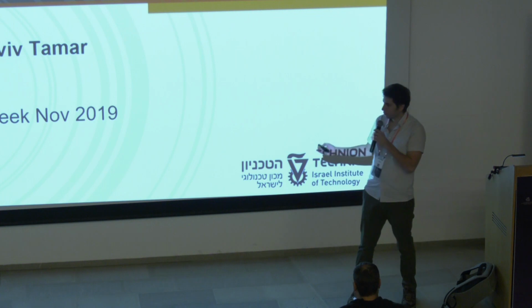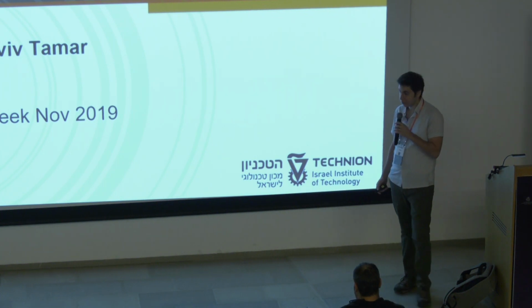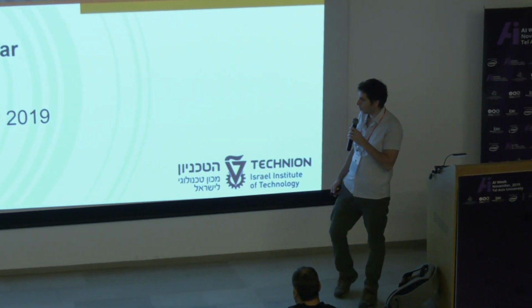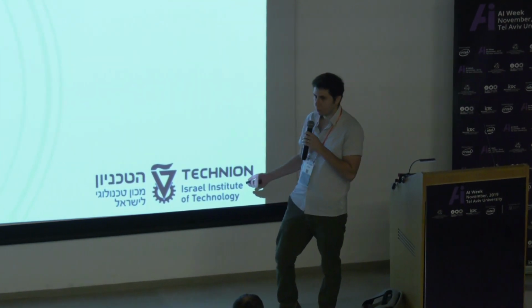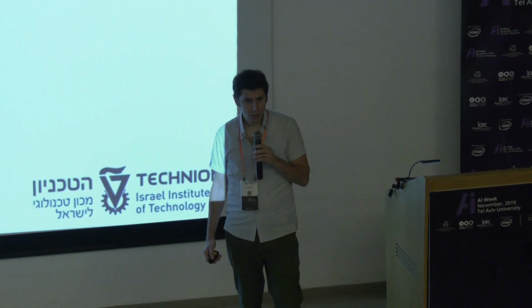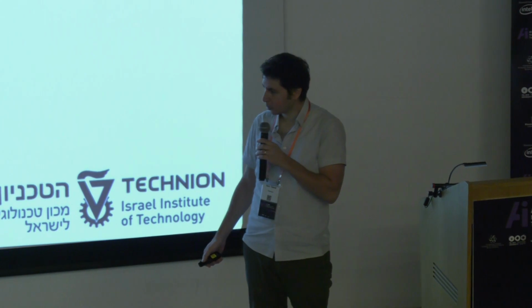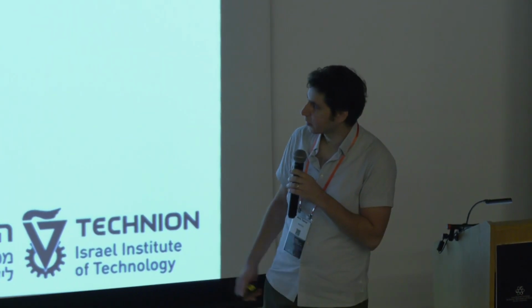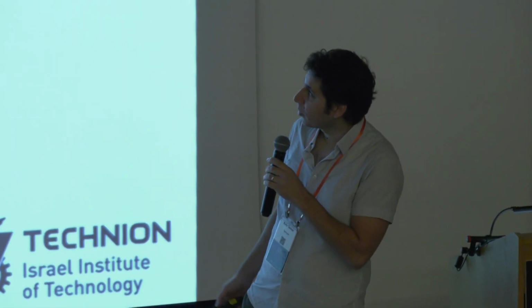So I'm Aviv Tamar. I recently joined Technion after a post at Berkeley, and I have the robot learning lab at Technion. And today I'll tell you about work that started at Berkeley and is ongoing progress. It's called Visual Planning for Robotic Manipulation.